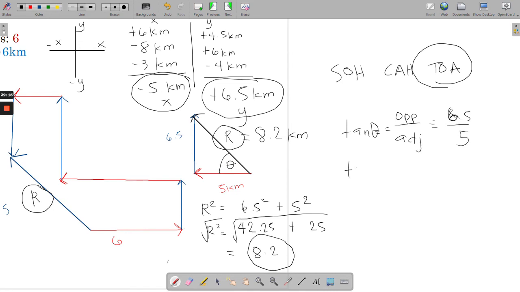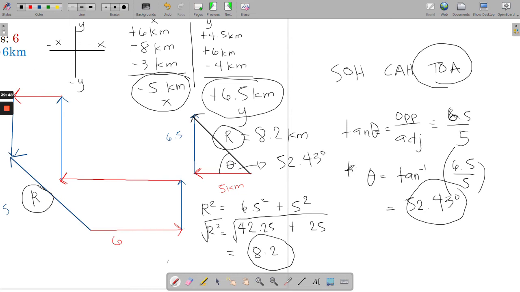So tangent, so the angle is equals to arctan of 6.5 divided by 5, which is basically equal to, let's find out, arctan of 6.5 divided by 5 is 52.43 degrees. So the angle here is 52.43 degrees. So the resultant vector, the final answer would be, your resultant is equals to 8.2 kilometers, 52.43 degrees north of west. Okay, so that is your answer.